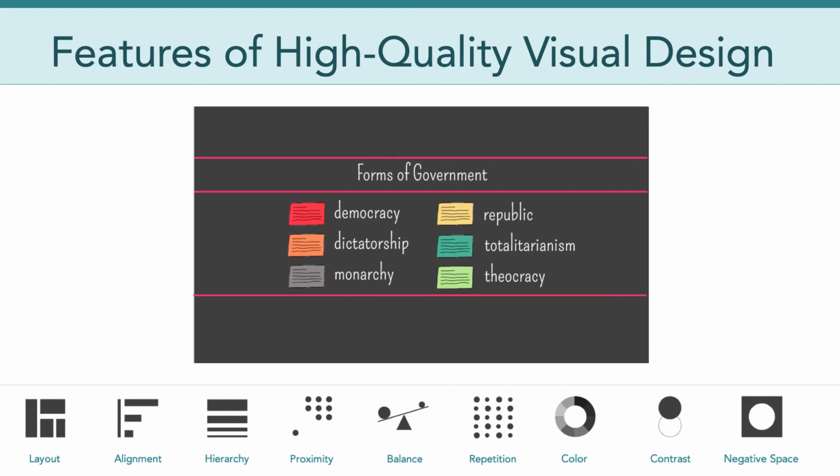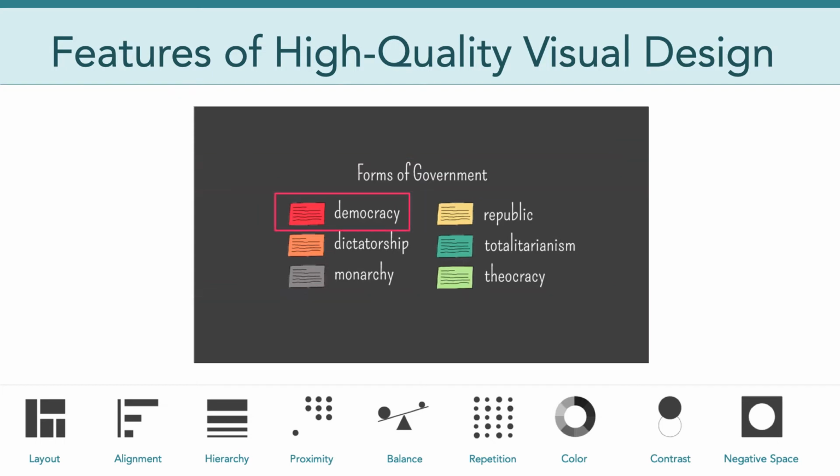There is a heading, forms of government, which indicates what all of the items below it are related to. That's an example of visual hierarchy. Do we also see proximity?